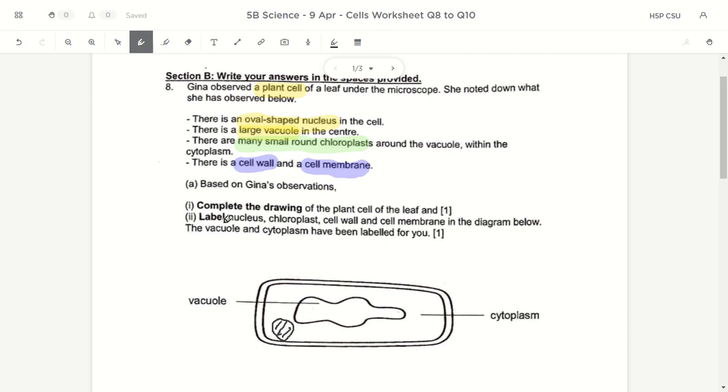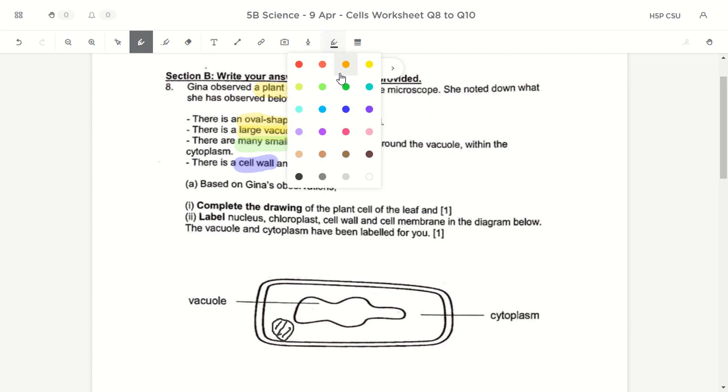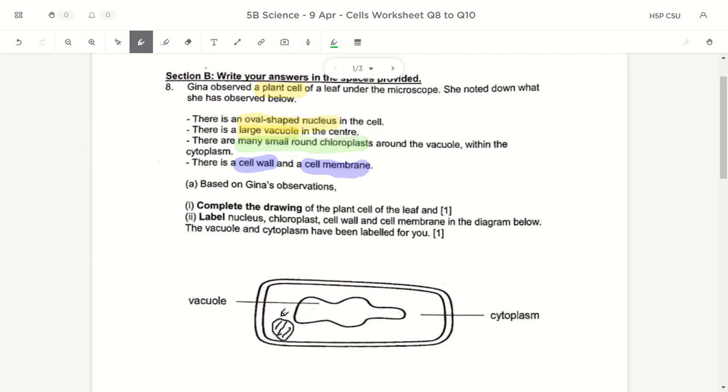Later on we'll label that's for part 2. And then there's a vacuole, it's already drawn for you as well. There are small little round chloroplasts, so let's use green color and draw the small little chloroplasts. They must be smaller than the nucleus. Nucleus is usually bigger, chloroplast usually smaller. So I'll just draw a small one here, small one here, small one here, small one here. Definitely there's more than one, so draw as many as you can. A small one here, a small one here, a small one here, and a small one here.